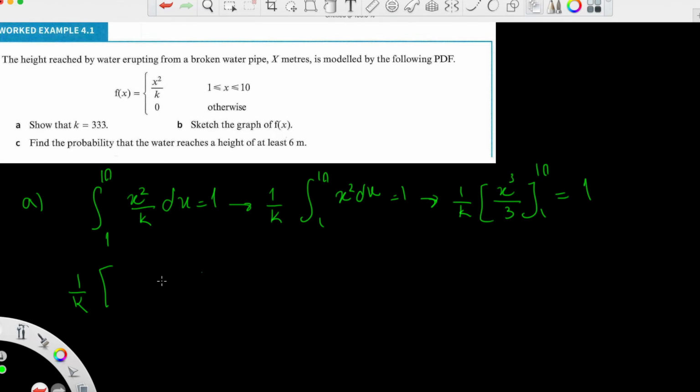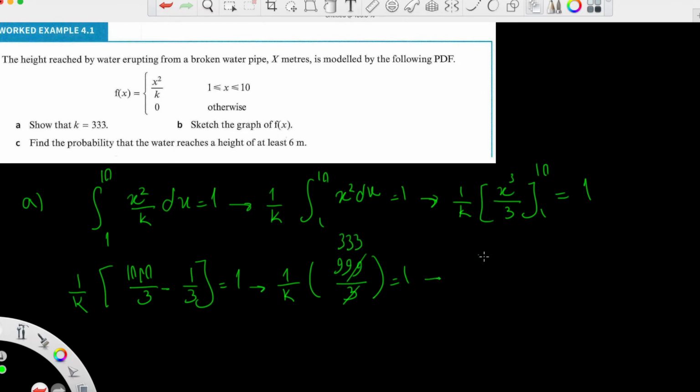So I first replace 10, which is 10 to the power of 3, which is 1000 over 3, minus 1 over 3, and it should be 1. So 1 over k times (1000 minus 1), which is 999 divided by 3, should be 1. If you simplify, both are divisible by 3, it will be 333. So 333 over k is 1. So k will be 333 as the answer for the first part.